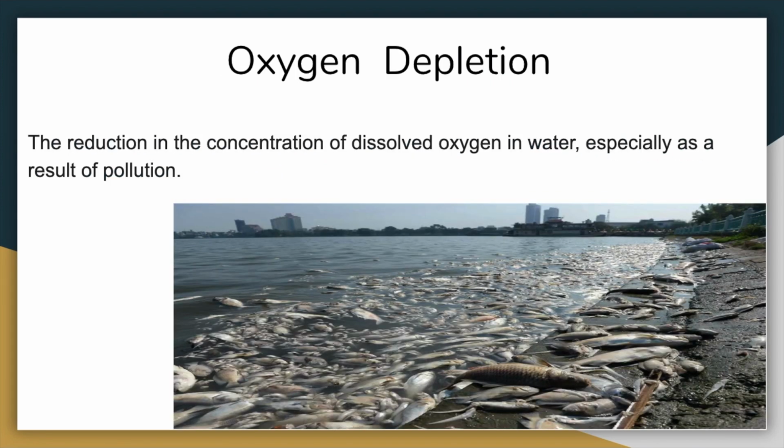Oxygen depletion. Water bodies have microorganisms. These include aerobic and anaerobic organisms. It encourages more microorganism growth and they use up more oxygen in the water. If oxygen is depleted, aerobic organisms die, and anaerobic organisms grow more to produce harmful toxins such as ammonia and sulfides. It is the reduction in the concentration of dissolved oxygen in water, especially as a result of pollution.